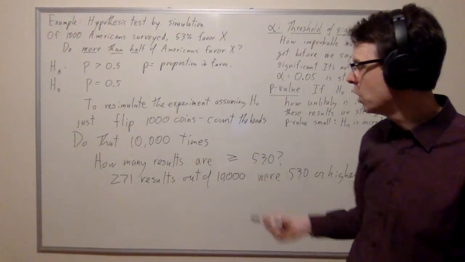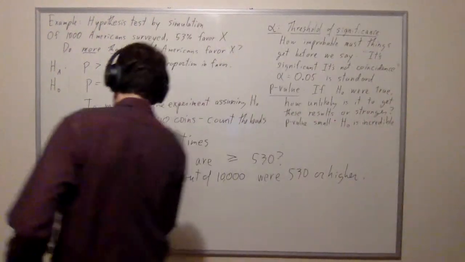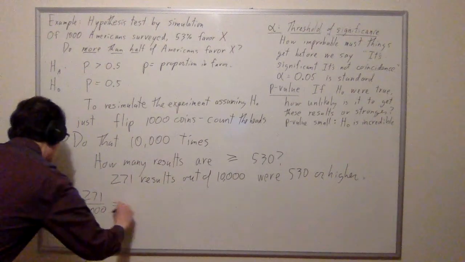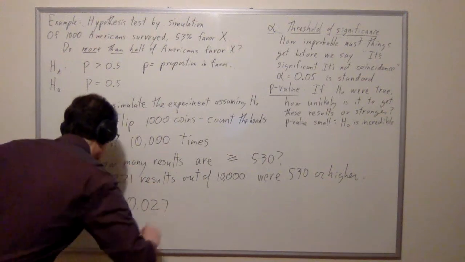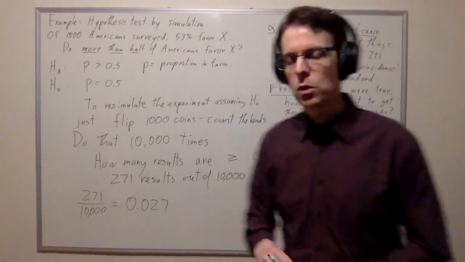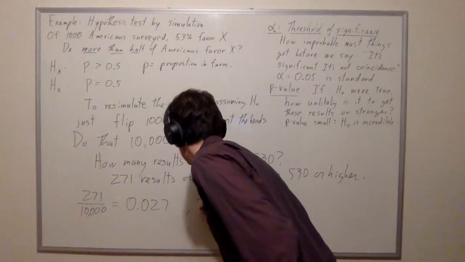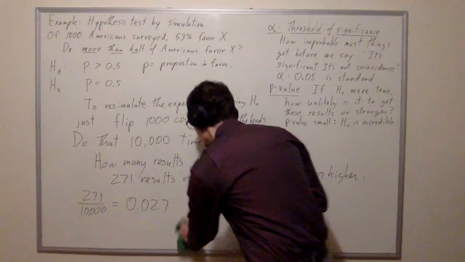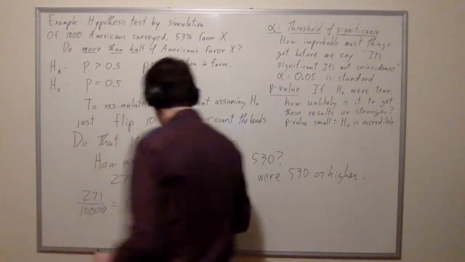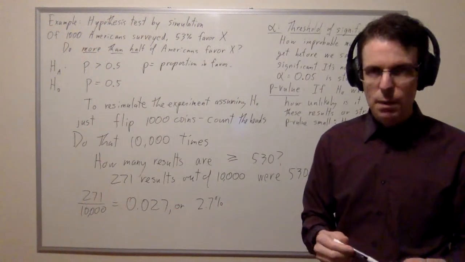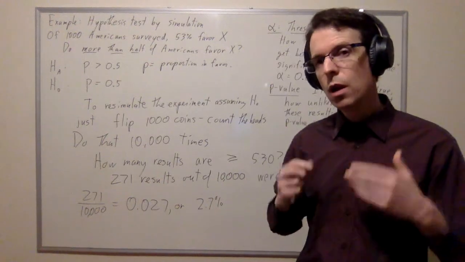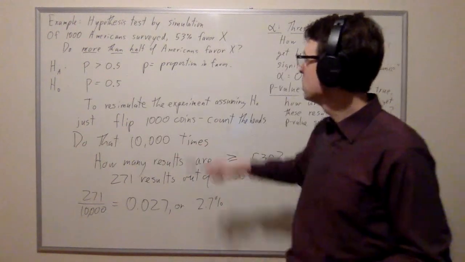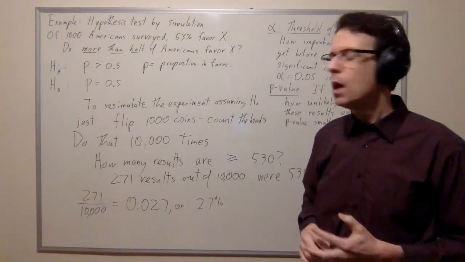And how often is it? It's 271 out of 10,000, which is 0.027. So as a percentage, that would be 2.7%. So what happened was, after all of this simulation, 2.7% of the time, even when the null hypothesis was true, this random surveying experiment actually did give us results like 53%.